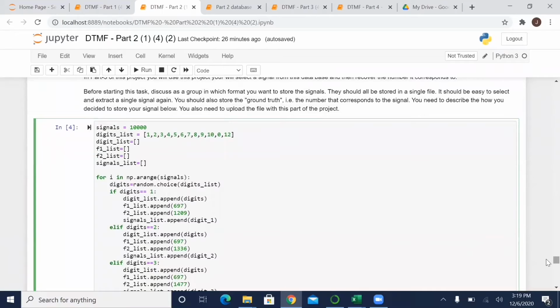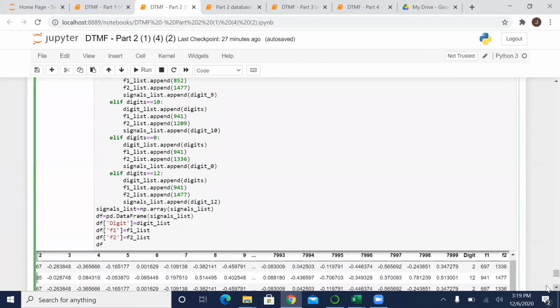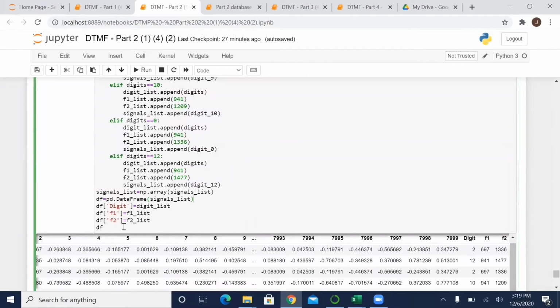Creating this data frame is when the course topics of loops and conditional statements came in handy. Since there were 10,000 random signals that had to be generated, we wanted to do this as effectively as possible. So we used a for loop to repeat generating a signal 10,000 times. Inside this loop, a random digit would be generated, and if and elif statements would help add an array of the signals generated to a list. Also, the digit and the frequencies to which they corresponded would be added to separate lists. As mentioned previously, we use these arrays to create a data frame and then make it into a CSV file.